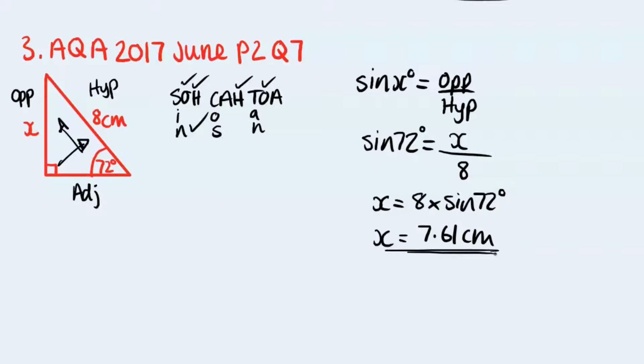So yeah, that is the process for how to approach these questions. Just draw the triangle out, label each side correctly with opposite, hypotenuse and adjacent. Then use SOH CAH TOA to identify which trig equation you need to use, alright?